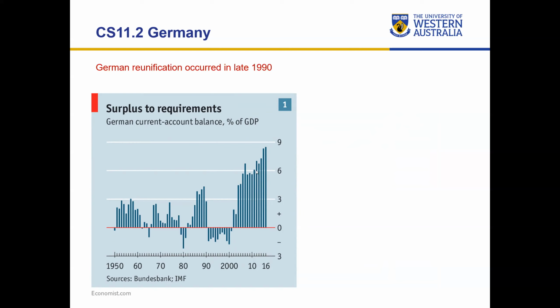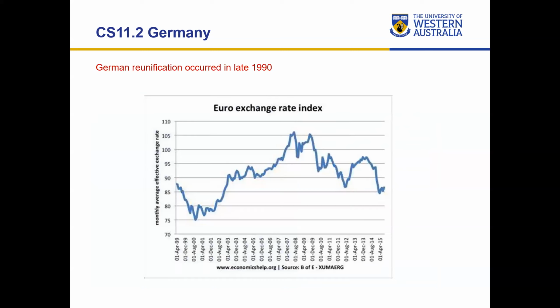And then the next bit, we've kind of got a bit of a structural break here from about 2010 onwards. The GFC hit and Germany's current account surplus surged even higher following the GFC because of this depreciation of the euro.